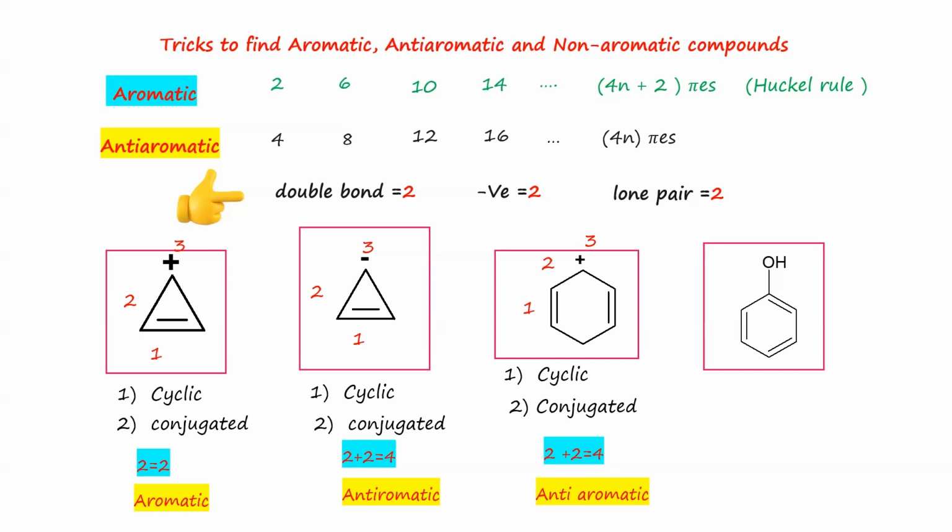Next one, it is a cyclic compound, double bond, single bond and double bond. So it has a conjugated system. So there are 3 double bonds. So we can write 2 plus 2 plus 2 is equal to 6. So it is an example of an aromatic compound.